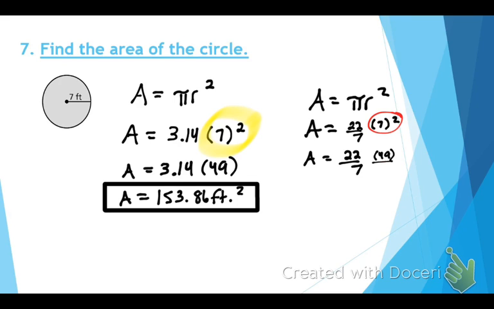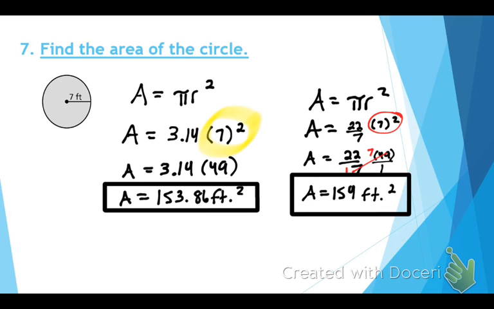So we're going to do times 49 over 1. Now you can reduce the 1 and 7. What's 22 times 7? 154. 154 feet squared. Notice it's a slightly different answer, but on your test, I would accept either answer. Both of them are correct.